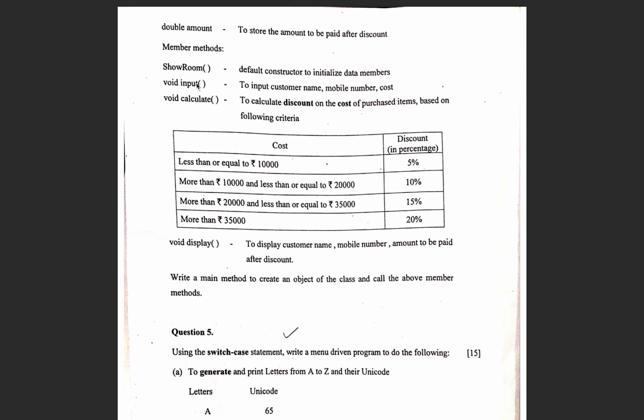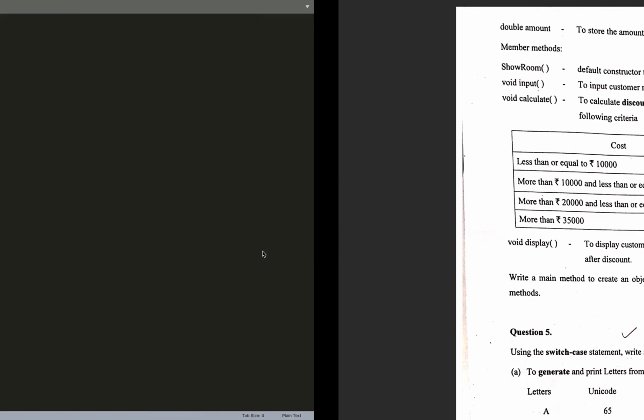Member methods are showroom, void input, void calculate. A default constructor to initialize data members; void input to input customer name, mobile number, cost; calculate to calculate the discount of the cost purchased upon the following criteria. For less than or equal to 10,000, discount is 5%. For more than 10,000, up to 20,000, 10%. For more than 20,000, up to 35,000, 15%. For more than 35,000, 20%. Display to display the customer name, mobile number, amount to be paid after discount. And write a main method to create an object of the class and call the above member methods.